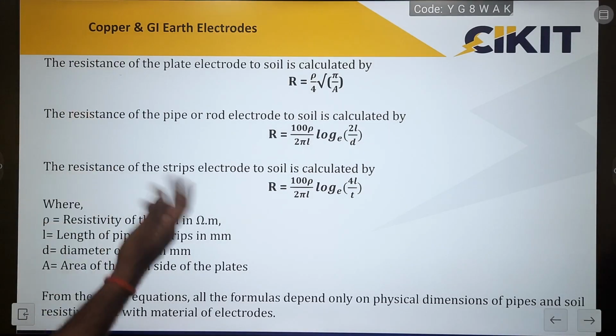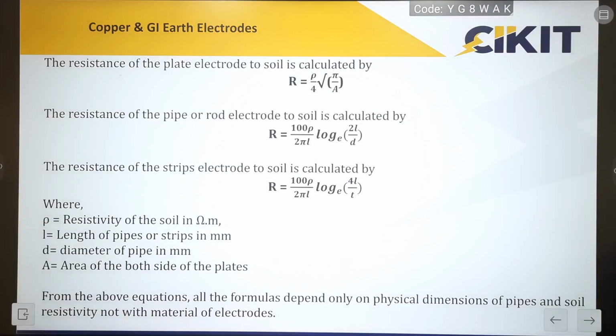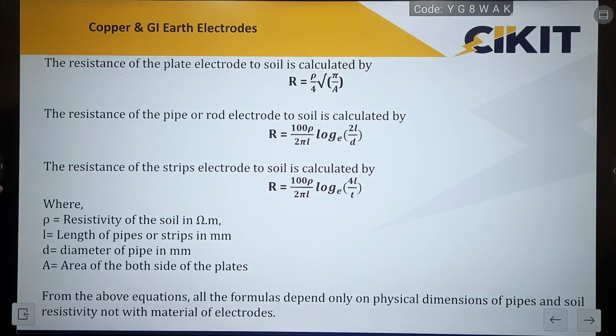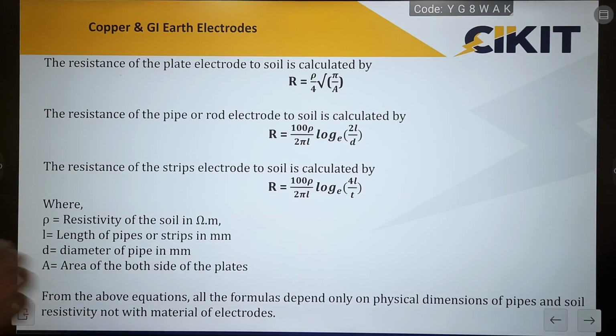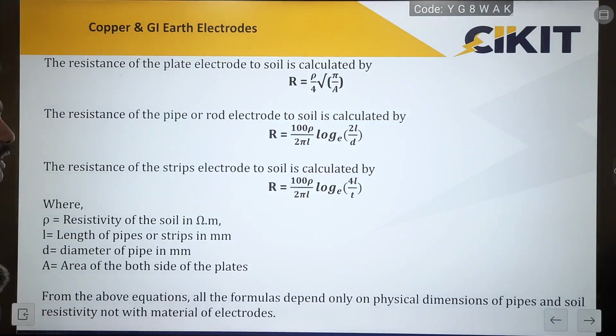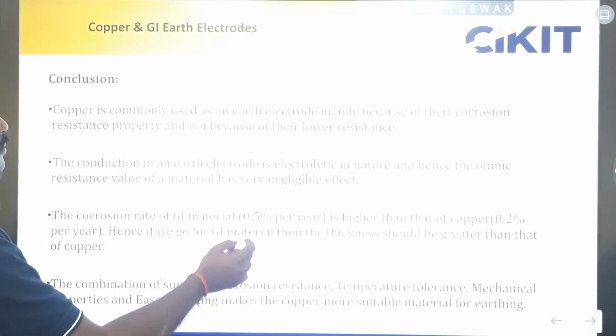So replacing this copper won't have any effect, because copper has very low ohmic resistance, but here we are considering the electrolytic resistance. So the resistivity of copper and Ge won't be considered, and it won't have any impact.